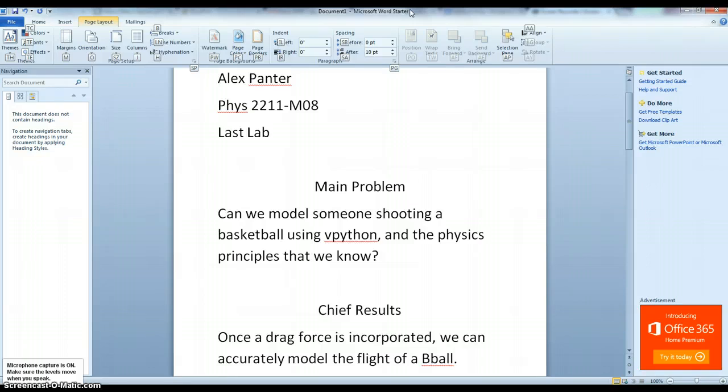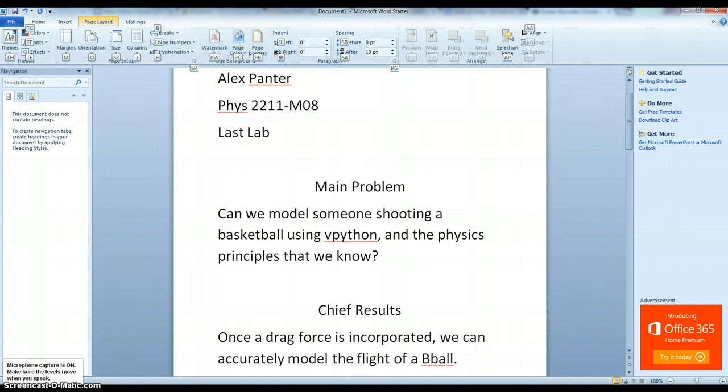And our last lab, my main problem was, can we model someone shooting a basketball using VPython and the physics principles that we know and that we've learned? So the chief result was, once you incorporate a drag force, we can accurately model the flight of a basketball.